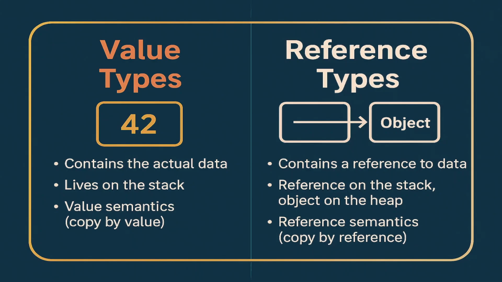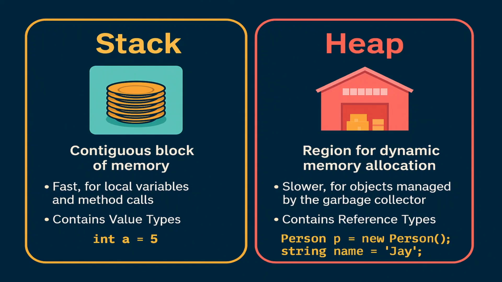So that is the fundamental difference between value types and reference types. Once again, value types directly contain the data, while reference types don't contain the data, they contain a reference to the data. Another thing is that value types live on the stack, and reference types live on the heap. It's very essential to understand what the stack and the heap are, so in the next slide we are going to understand them.